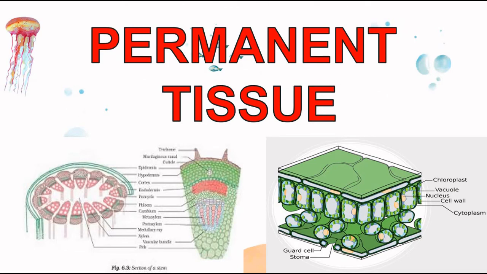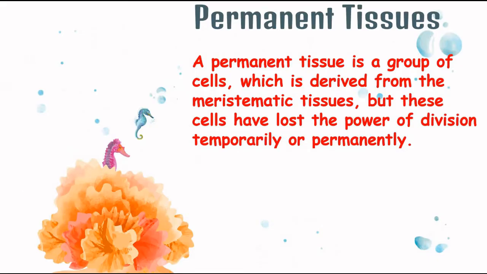So in today's video, we will start with the permanent tissues of plants. We already completed the simple tissues in the previous parts of the video. So let's look at permanent tissues now. A permanent tissue is a group of cells which is derived from the meristematic tissue, but these cells have lost the power of division temporarily or permanently.